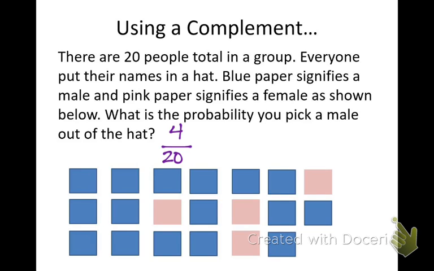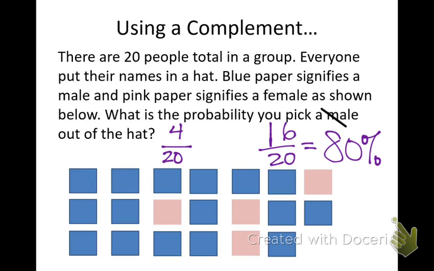So if there are 4 out of 20 girls, without even counting, how many boys are there? 16 out of 20. That is all a complement is. So what percent are boys? 16 out of 20. Go ahead and type it in. 16 divided by 20. 80%. So then what percent were girls? 20%, because they have to add up to 100%, because you're either a girl or you're a boy.